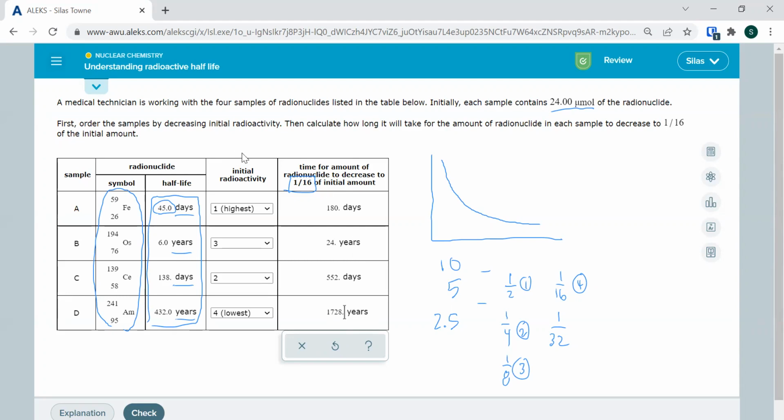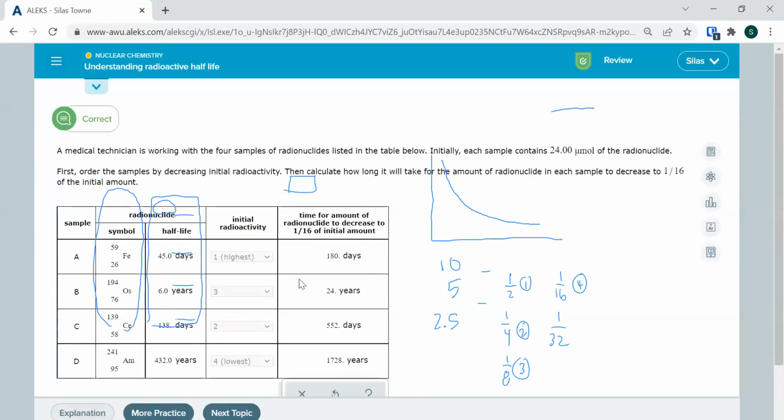So it doesn't have a specific number of digits, but it does like the period after. So let's check this. There we go.